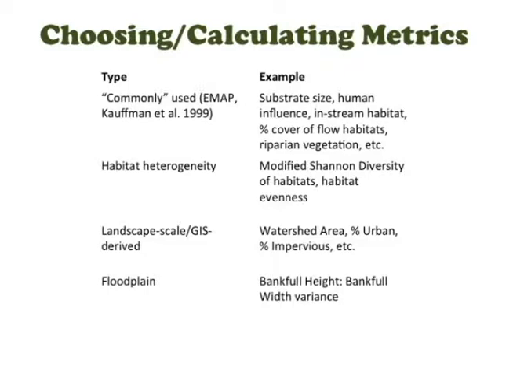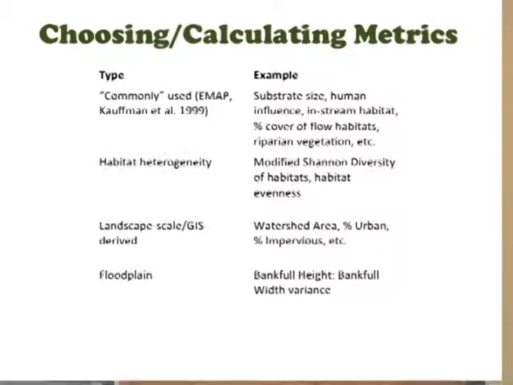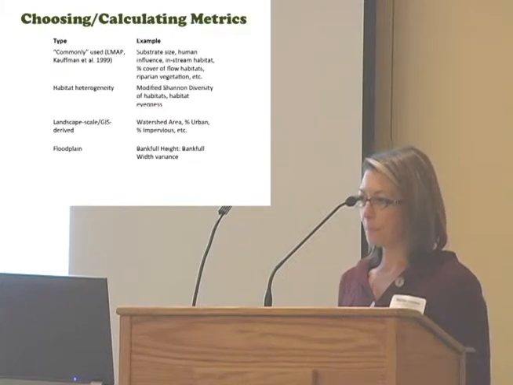So in choosing and calculating our metrics, we have a few different types that we've used. So we have these commonly used pHAT metrics from this Environmental Monitoring and Assessment Program. This is what the SWAMP protocol uses. And they include things like substrate size, in-stream habitat, percent cover of flow, riparian vegetation. There's a big suite of metrics that we're going out there and collecting. And this is what our teams of pHabbers are doing every summer.